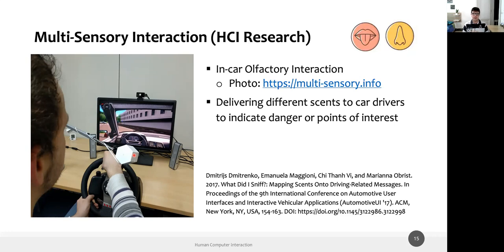So for instance, you can have maybe a smoke odor for dangerous things and a more gracious perfume for points of interest, just to understand things. And this worked quite well. Most of the drivers were able, to different levels, to use these odors to identify danger and points of interest around them while driving in this obviously artificial environment, because this is not a real car, and so things could be a little bit different in a real car. But this is an example of a way to use smell in a closed ecosystem.